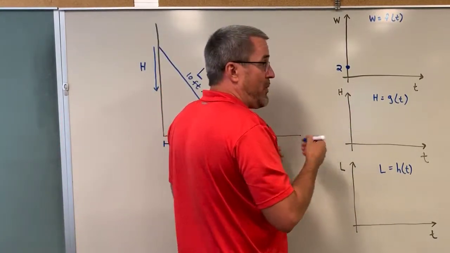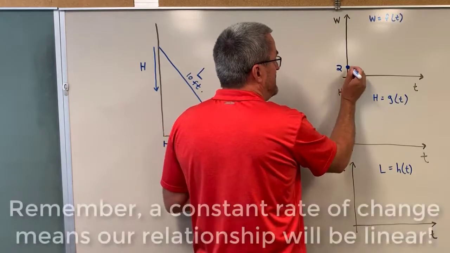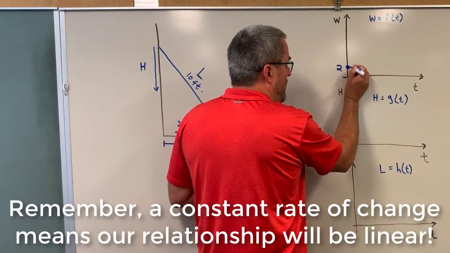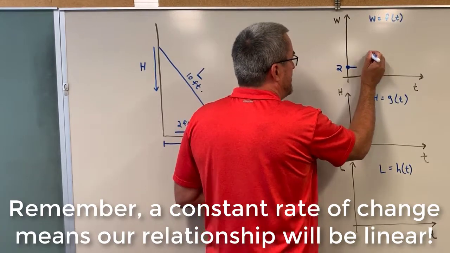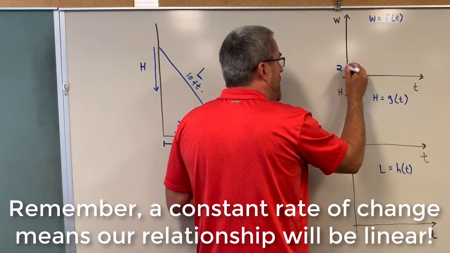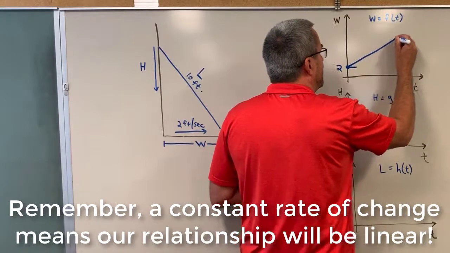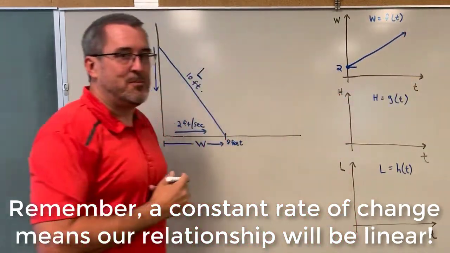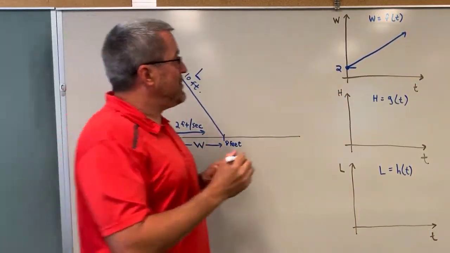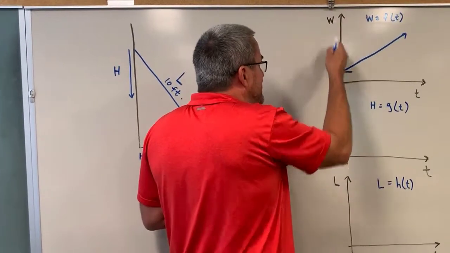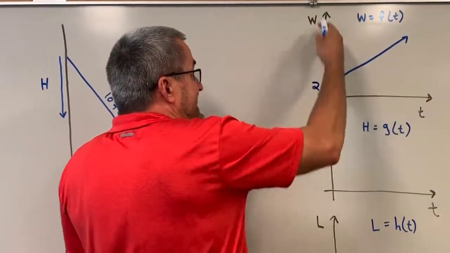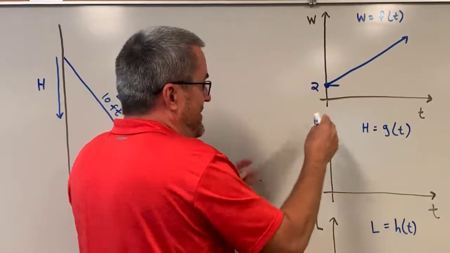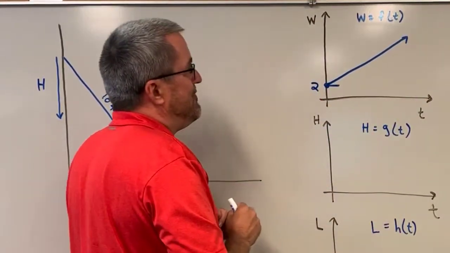If we're pulling it away at a constant rate of 2 feet per second, that is, if 1 second elapses, we pull it away 2 feet. Another second elapses, another 2 feet, and so on. What we would create is a linear function about like so. What's important to realize here is that this distance W, that horizontal distance from the wall, is changing linearly in this case as a function of time.